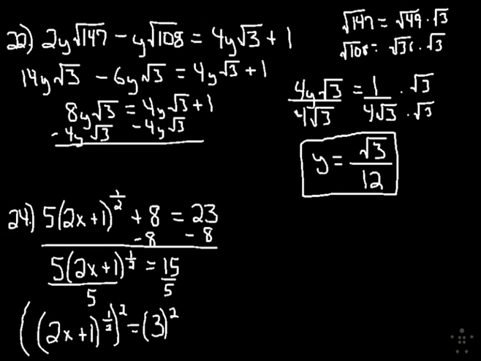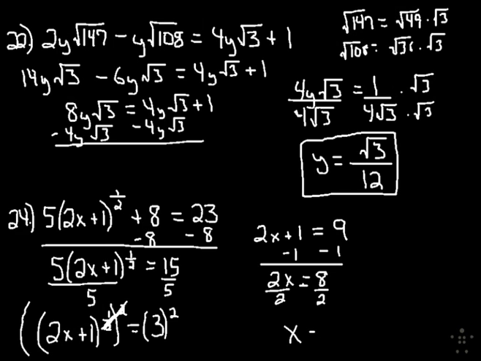Now to get rid of the 1/2, let's square it. And when we do power on power, those two just give you the first power. So 2x plus 1 is equal to 3 squared, which is 9. Then subtract 1 from both sides, so 2x is equal to 8. Then divide by 2, and so x is equal to 4.